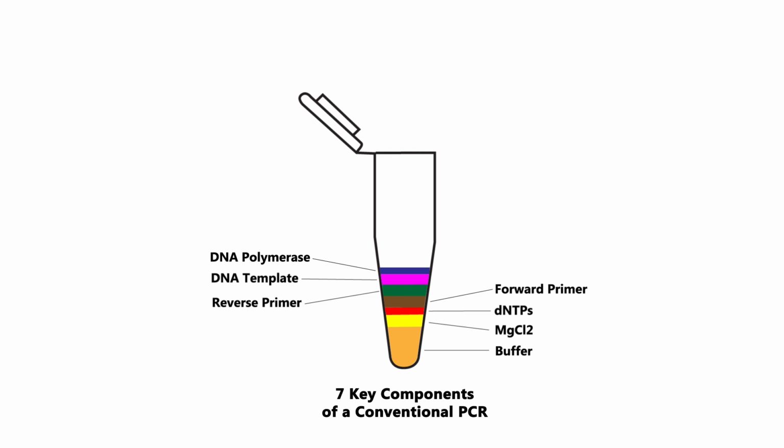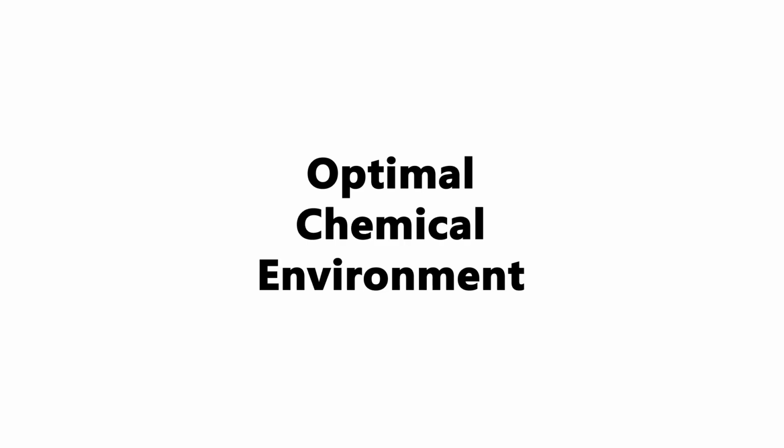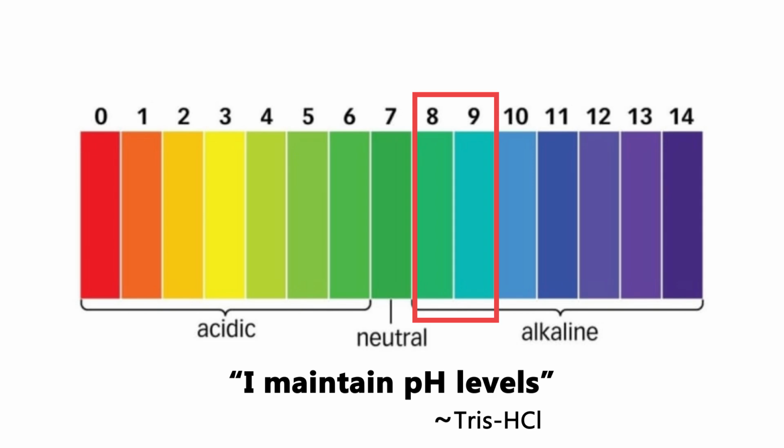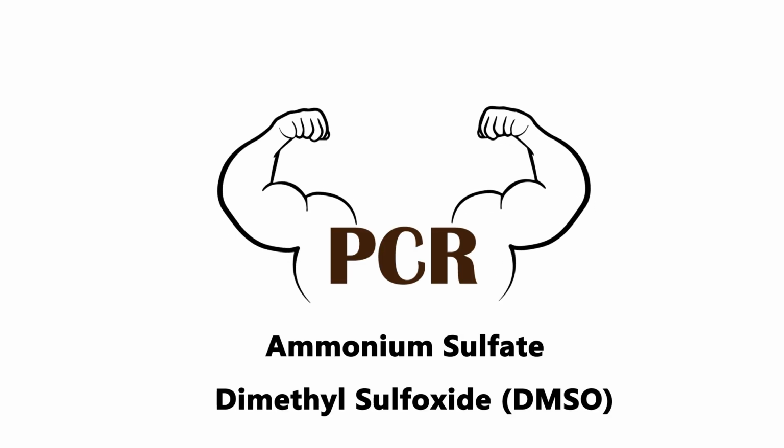There are 7 key components often found in a conventional PCR master mix. First, we have PCR buffer. It provides an optimal chemical environment for DNA polymerase to function. Buffer pH is between 8 and 9. Sometimes, chemical additives are included in the buffer to improve amplification specificity. Examples of PCR enhancers are ammonium sulfate and dimethyl sulfoxide.